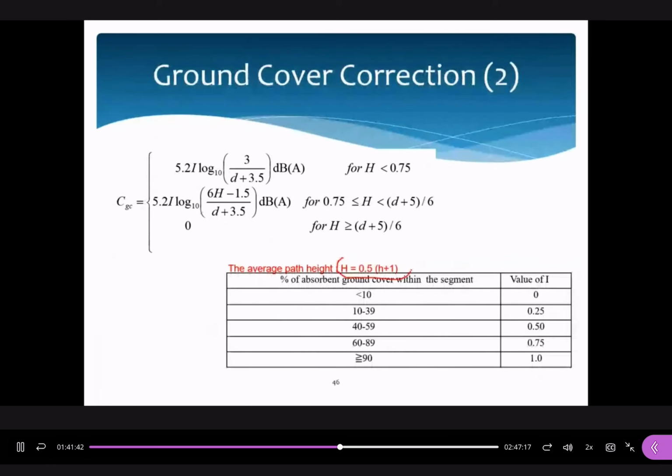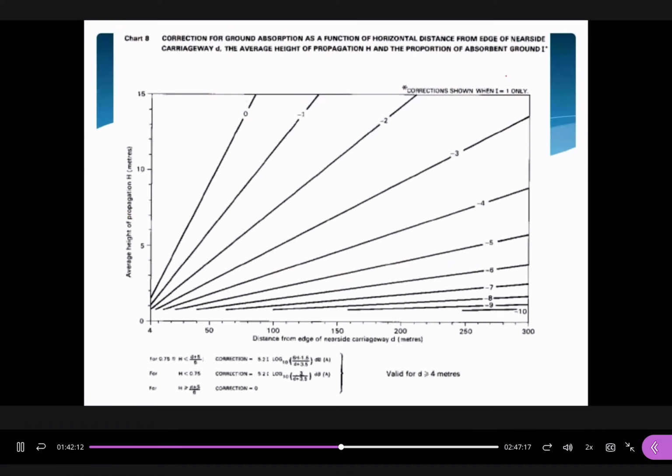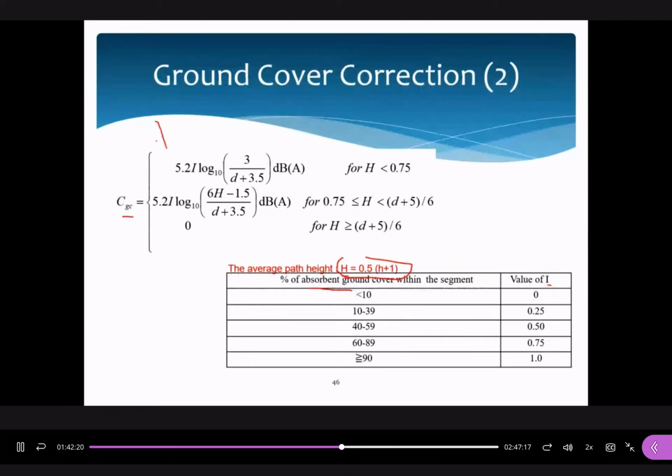So we may make use of these equations to find out the mean value of h and the value of I. It depends on how much absorptive ground cover there is within the segments. The value is between 0 and 1. Then you can substitute into this set of equations, selecting one of them to do the calculations. This is the ground cover correction. Or make use of this chart. This one is just for I equal to 1 only. If I is not equal to 1, we need to make use of this equation set.